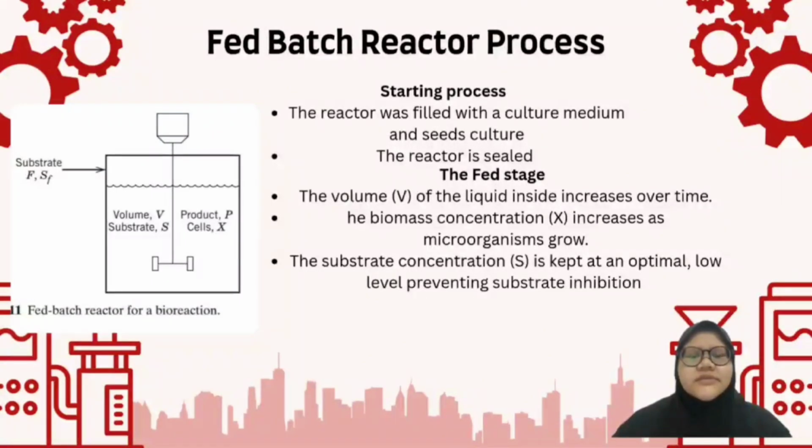pH is adjusted by using acid or base, temperature by a cooling jacket, and the dissolved oxygen by varying agitation or aeration. At the end of the process, when the biomass or product reaches its target concentration, the feeding stops and the culture is harvested. This method allows high cell density and productivity, making fed batch the most common operation mode in industrial fermentation and biopharmaceutical production.